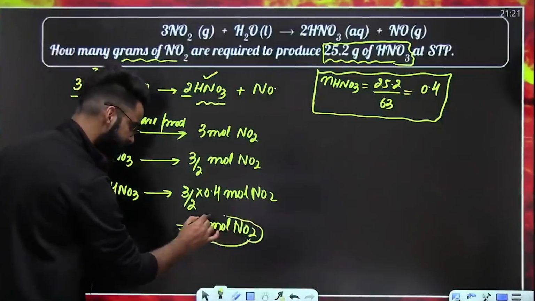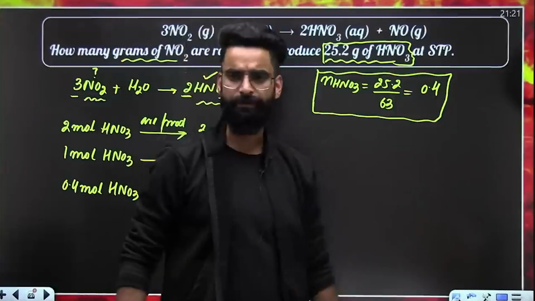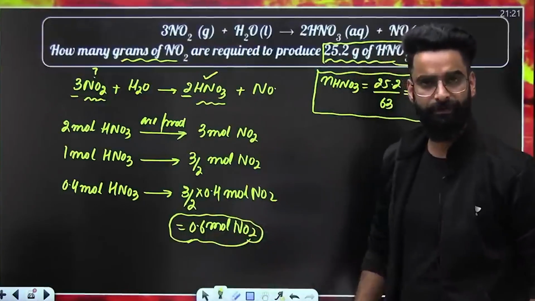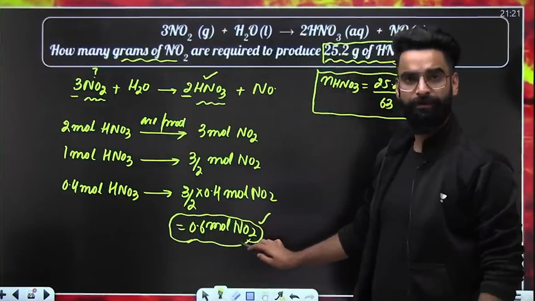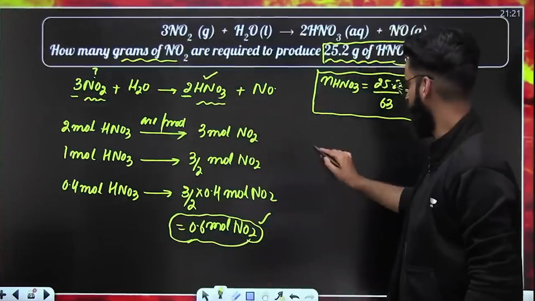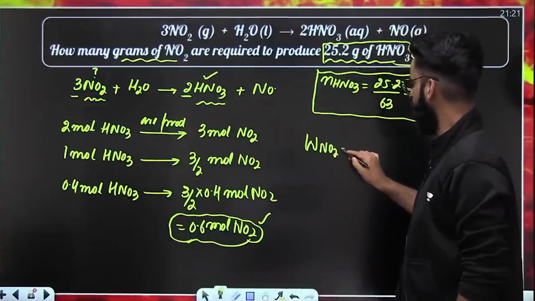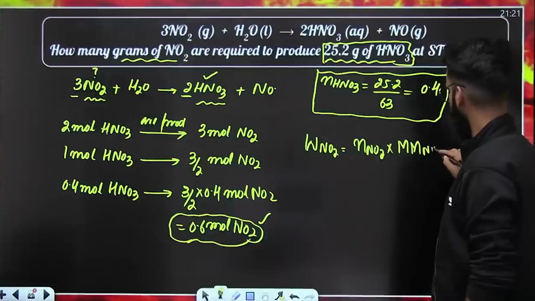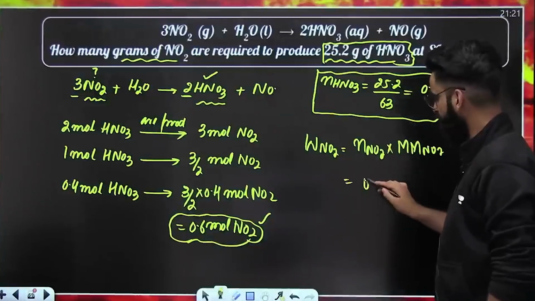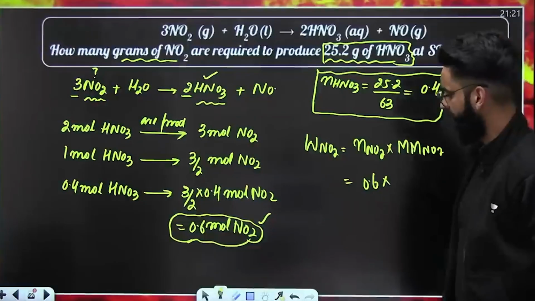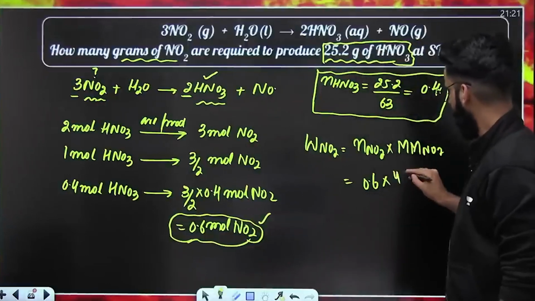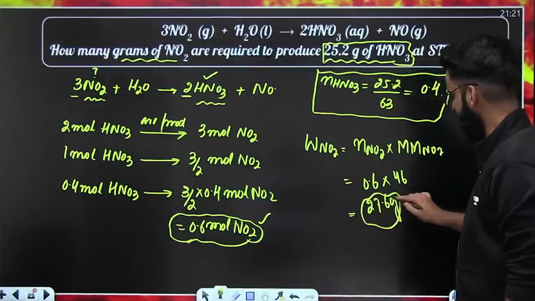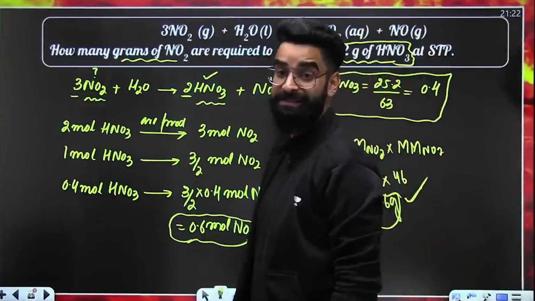But was I supposed to calculate the moles of NO2 or the mass of NO2? Since we got the moles of NO2, but what was I supposed to calculate? Mass of NO2. Mass is going to be moles of NO2 multiplied by the molar mass of NO2. Moles of NO2 we got as 0.6 multiplied by molar mass of NO2. 32 plus 14 comes out to be 46, right? Solve it. Approximately the value will be 27.6 grams.